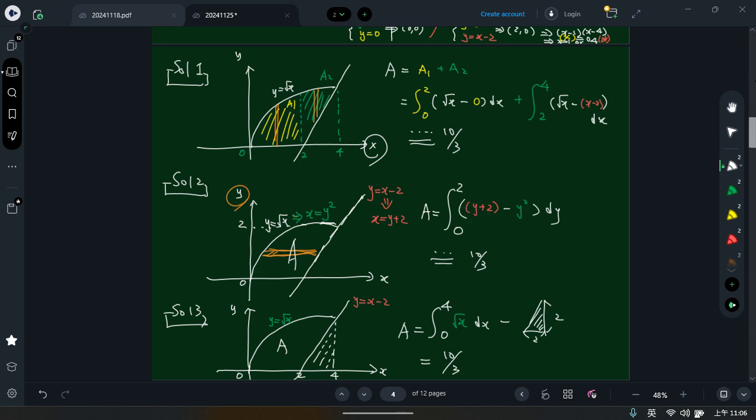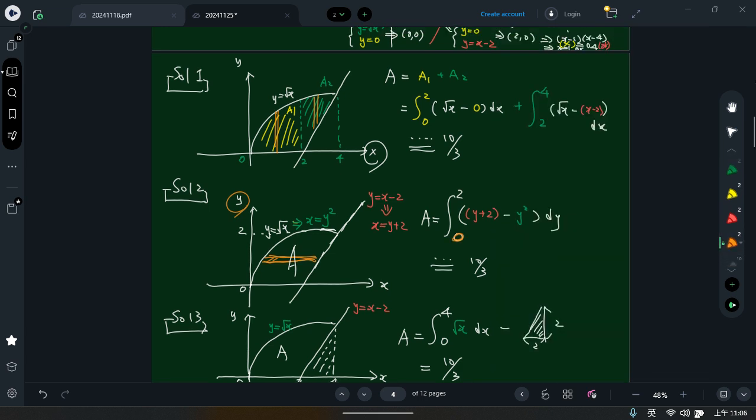But also remember, this is also very important. The two ends will be 0 to 2, 0 to 2, right? Because we are trying to solve the same problem with respect to x, y.